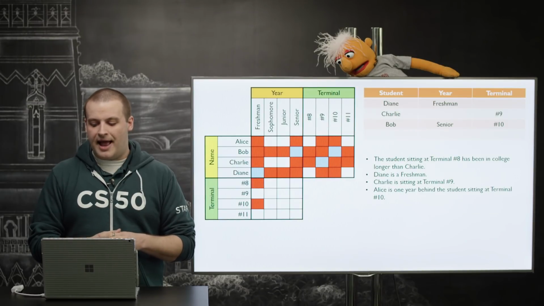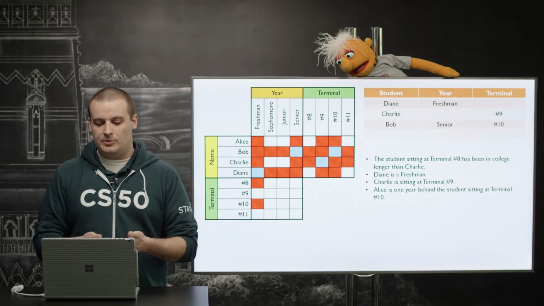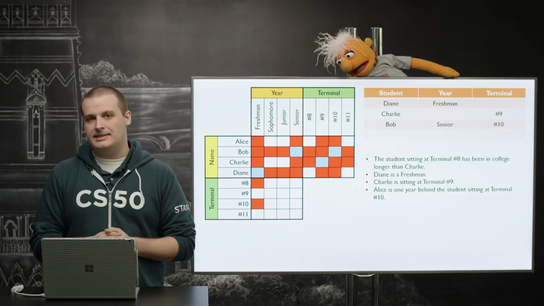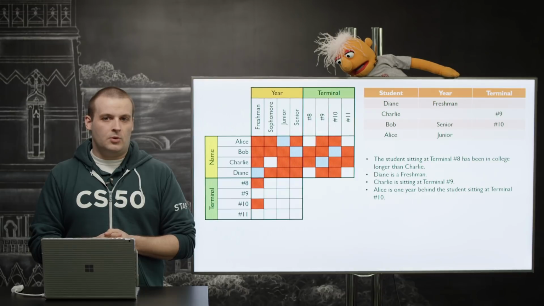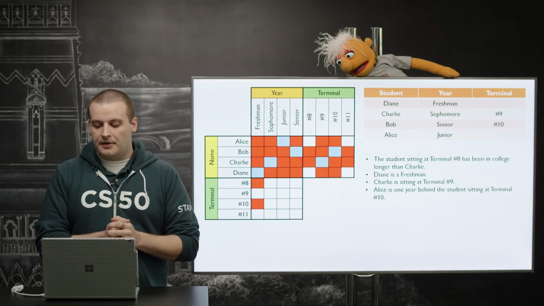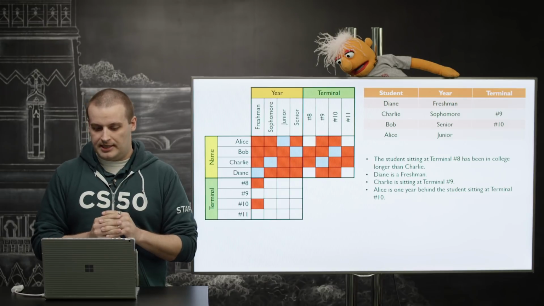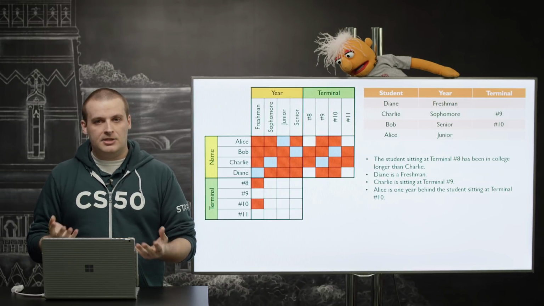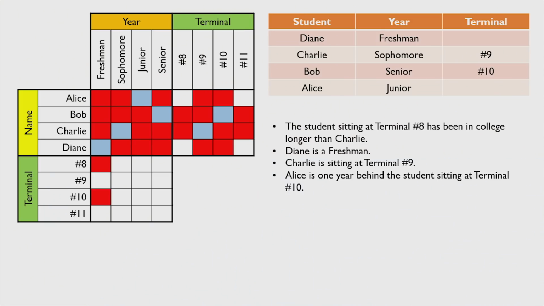Now, in addition, because we know that Alice is 1 year younger than the person seated at terminal number 10, that means that Alice has to be a junior, because Bob is a senior and Bob is seated at terminal number 10. And that only leaves one option left for Charlie there in that square on the top left, which is that he must be a sophomore. Then finally, we know that the student seated at terminal number 8 has been in college longer than Charlie, and we know now that Charlie is a sophomore. Among Diane and Alice, the last 2 left to figure out in that top right square, that's only true of Alice. Alice is the only one who's been there longer than Charlie of those 2. So she has to be seated at terminal number 8, and Diane must be at terminal number 11.